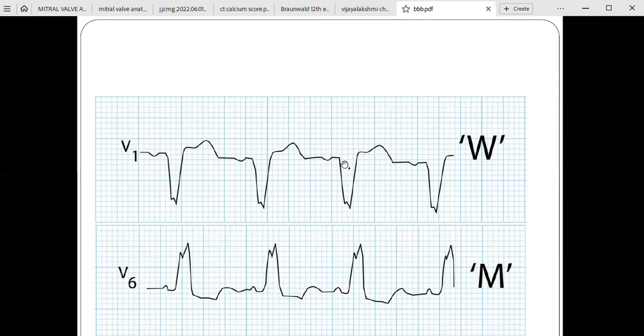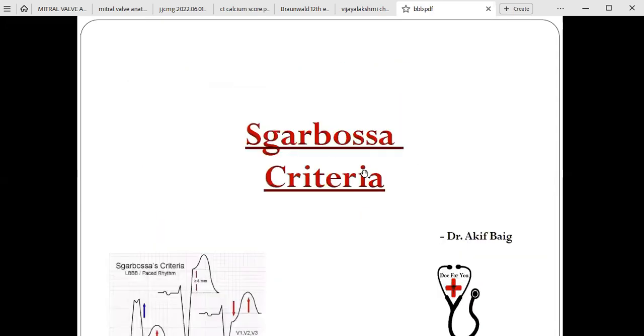Wherever there are negative QRS complexes, discordant changes will occur in the ST and T waves. So with depolarization and repolarization, discordant changes will be seen. So you may see an ST elevation here. This ST elevation is not significant. It is considered significant by a criteria called Garbosa criteria.